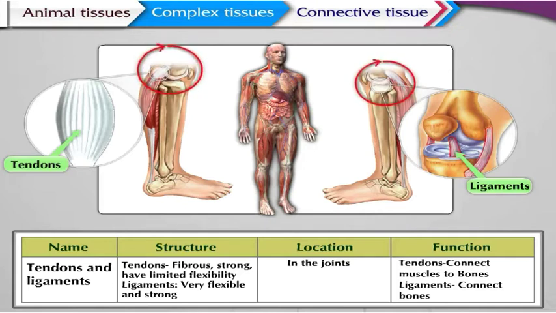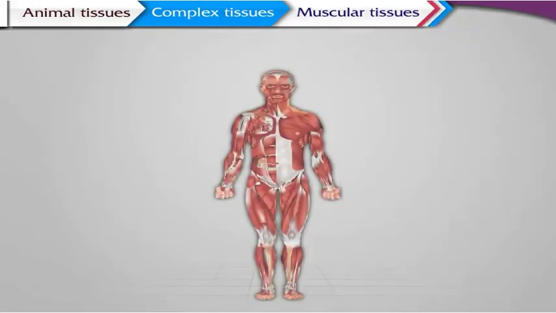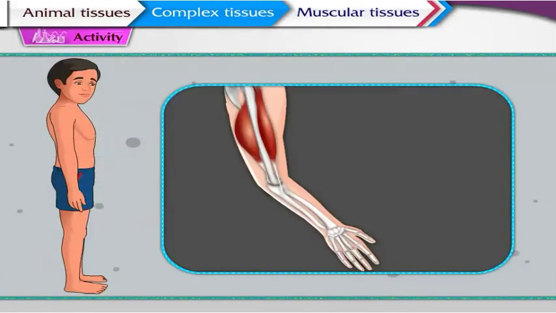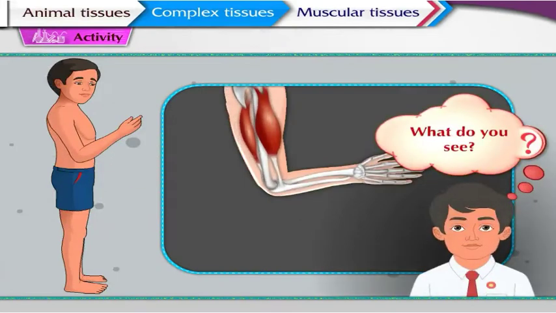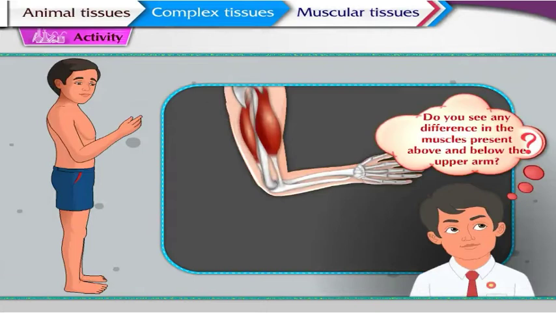After understanding about connective tissues, now let us understand about muscular tissues. Muscular tissue. Let us perform an activity to understand about muscular tissues. Activity. Let us bend our arm at the elbow. What do you see? Do you see any difference in the muscles present above and below the upper arm?